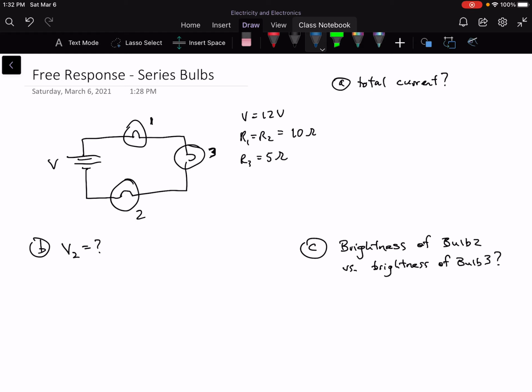And the total current is our first question. Okay? And we're given the following information about this 3 light bulb circuit.